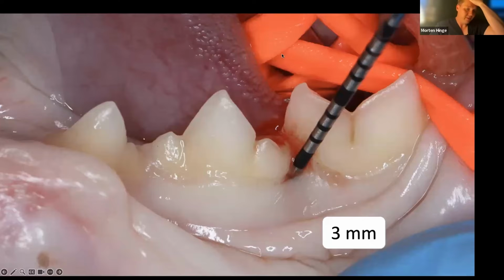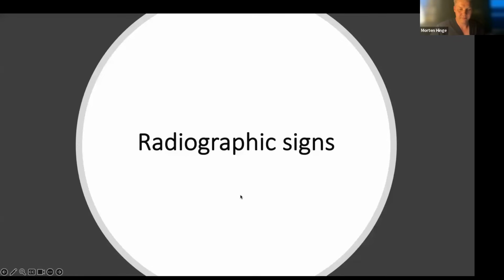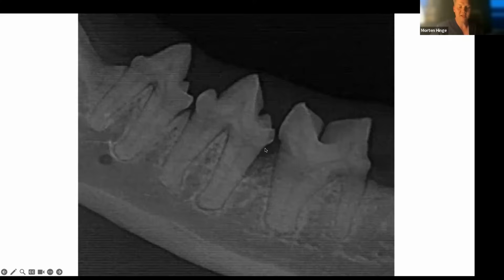Let's look at the cat with the 3 millimeter pocket. Okay, 3 millimeter is nothing, but in a cat, it's actually a lot, because look at this on the X-ray. You can see this is the spot where we did the probing, and you can see almost half the root's length. Let me go back. Almost half the root's length has been exposed. And we look at the bone loss.